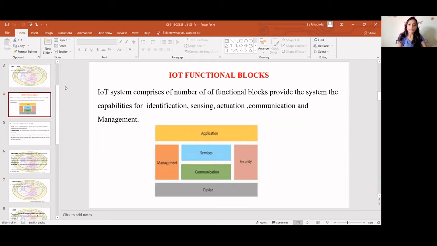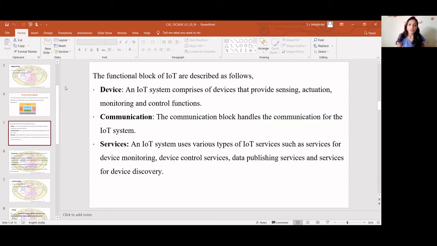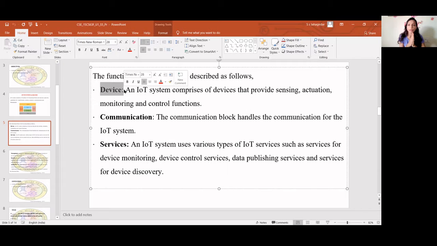Let's see what all these functional blocks are. Based on functionality, imaginarily we are dividing your IoT things. The first functional block is device. What should a device be able to do? Sensing. Any IoT device you saw in physical design, any thing or device in IoT, should be able to sense or actuate. Actuate means operate, monitor or control function. Any device in an IoT system provides either sensing, actuation, monitoring, or control.